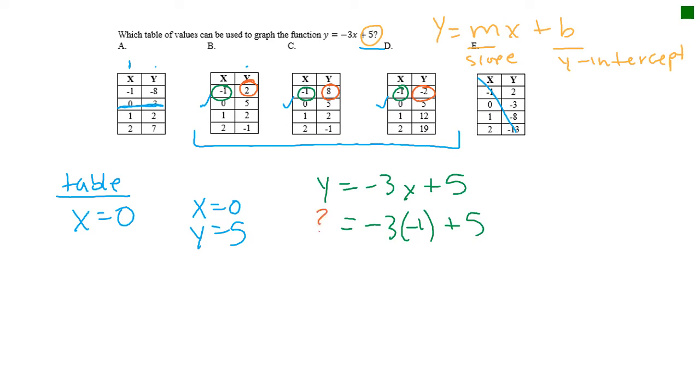Well, let's solve it. -3 times -1 gives me +3. Remember, two negatives become positive. So it's +3 plus 5. It gives me 8. So my y has to equal 8. Which of the tables has y of 8? C. So C is my answer.